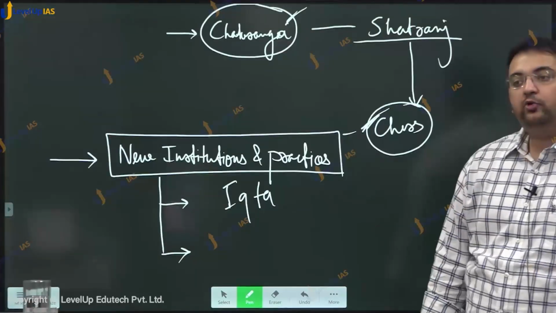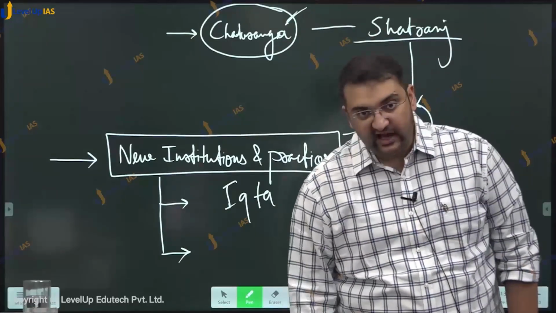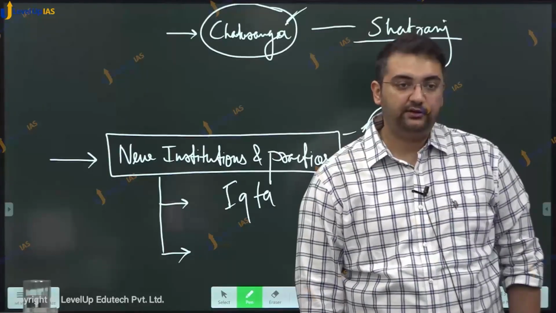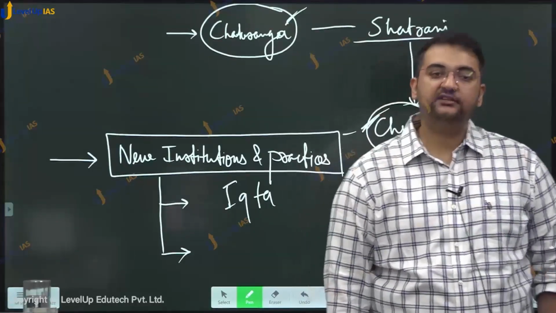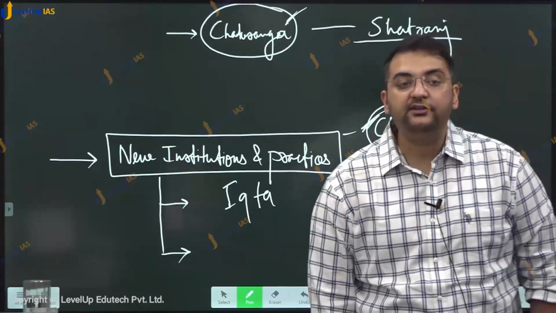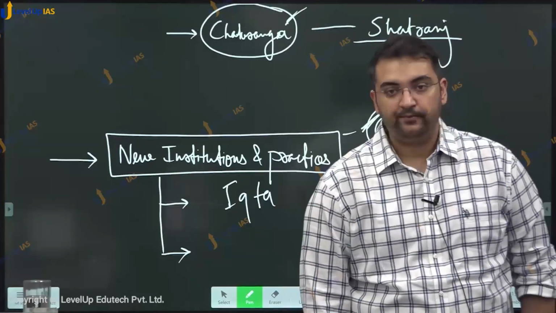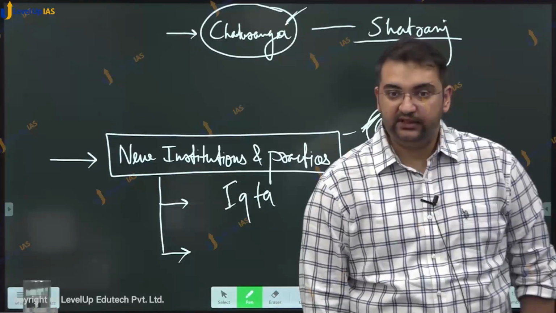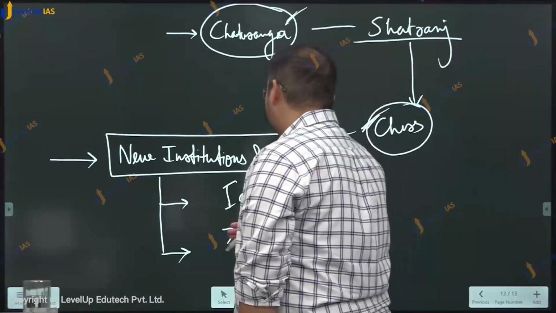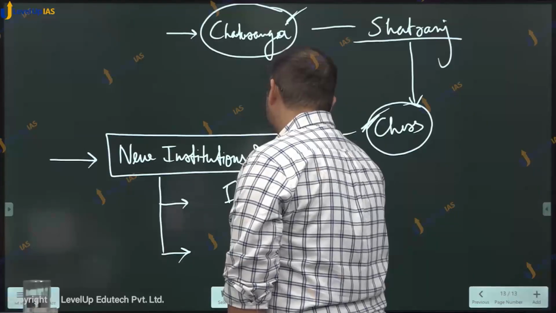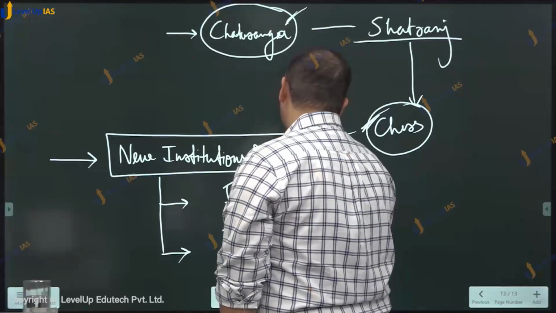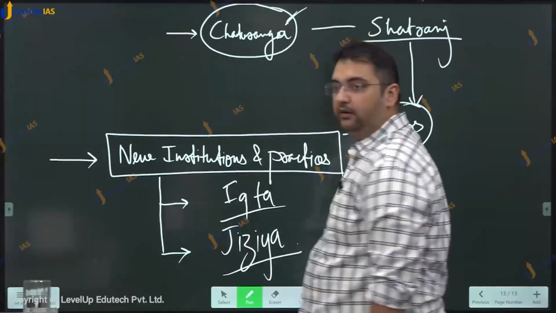सेकेंडली, हाउ टू रिकंसाइल an Islamic ruling class with a non-Islamic majority population, and how to encourage large-scale conversion to Islam through an instrument of state policy. तो एक नया टैक्स इंट्रोड्यूस किया गया known as the जिजिया. ठीक है.